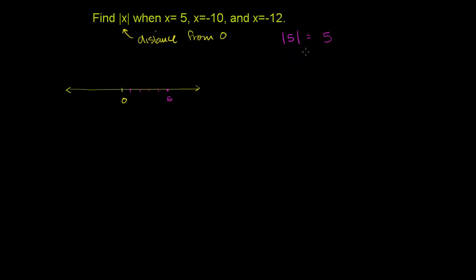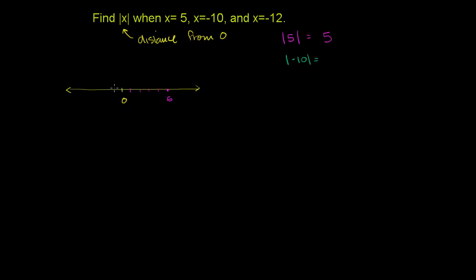Now, I think you already see this is a pretty straightforward concept. Now let's do something a little more interesting. Absolute value of negative 10, or the absolute value of x when x is equal to negative 10. So let's just put negative 10 in for x. This is the distance that negative 10 is from 0.